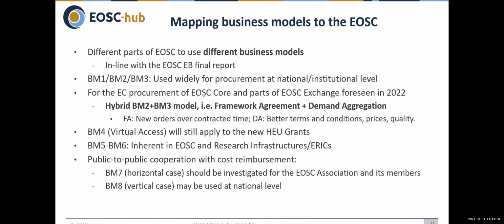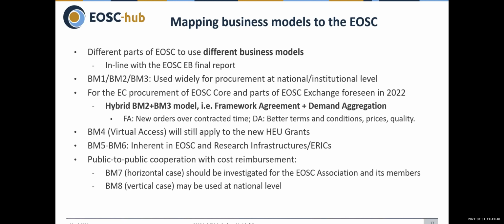For the EC procurement of EOSC Core and probably some parts of EOSC Exchange foreseen in 2022, we believe that the hybrid model BM2 and BM3, so framework agreement with some elements of demand aggregation, would be quite a flexible one. Of course, the Commission has a lot of expertise on this. So with the framework agreement, again, new orders over the contracted time and with the demand aggregation, better terms and conditions and prices and so on.